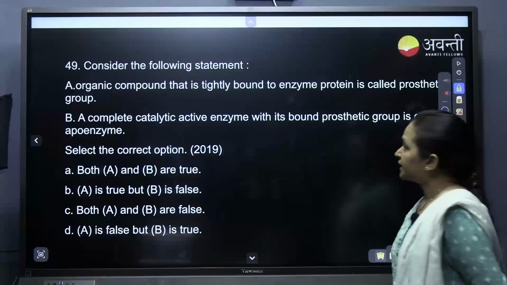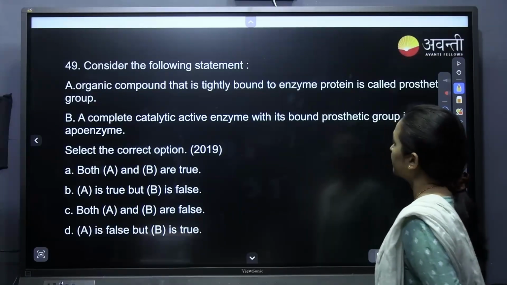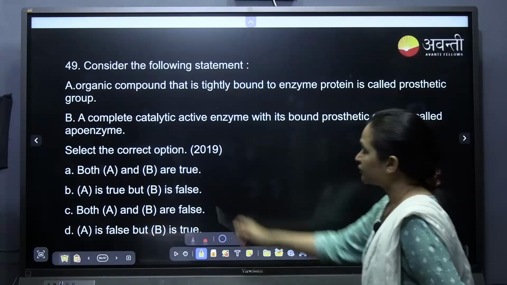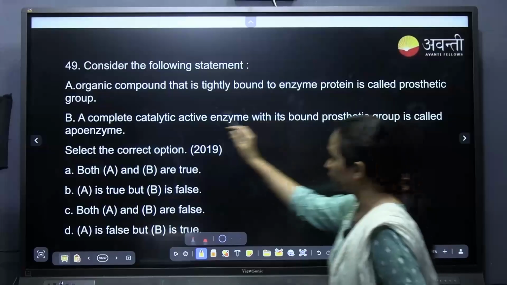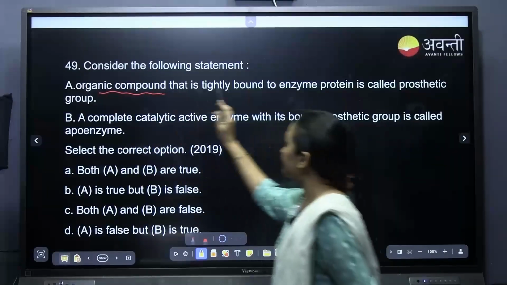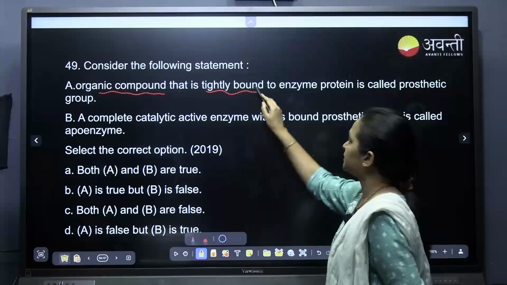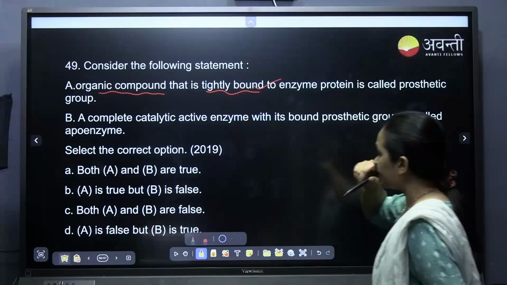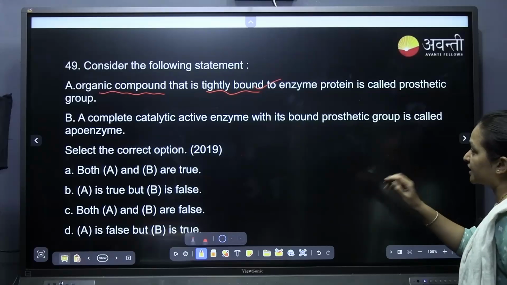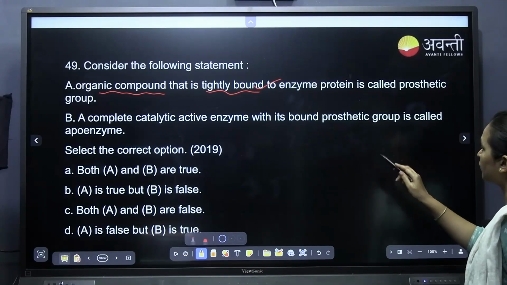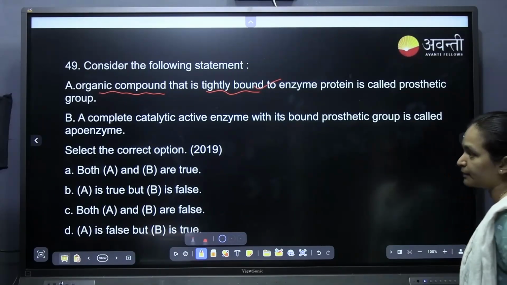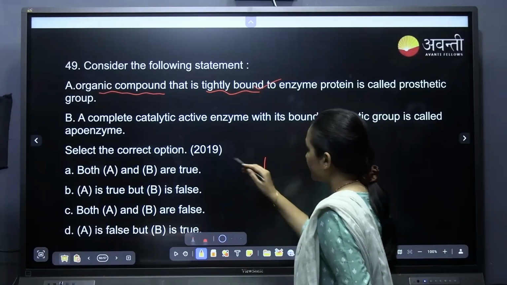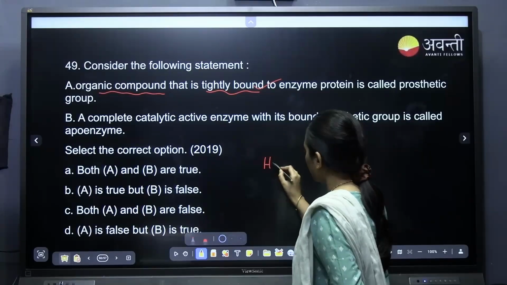The organic compound that is tightly bound to enzyme protein is the prosthetic group. Is it correct? Actually, the prosthetic group is an organic compound and it is tightly bound to the enzyme. Yes, this particular statement is correct. The complete catalytic active enzyme with its bound prosthetic group is called apoenzyme. No, actually, the complete catalytic active enzyme is a holoenzyme.